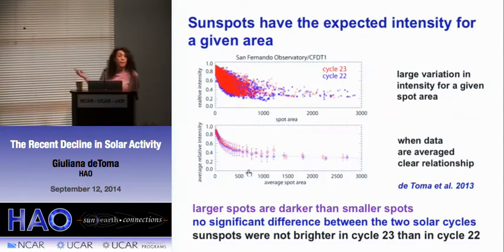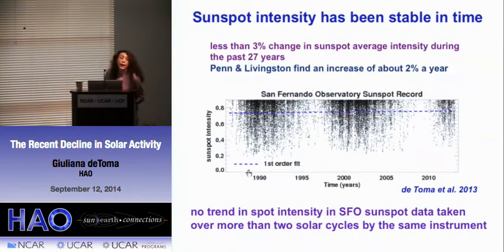They cannot do that with the Magnetic Sphere data because they don't have the spot area. So what they have done was to look at the intensity as a function of time, and we did exactly the same. And this time we have a lot more data. We have 26,000 data points here that show spot intensity as a function of time. And if we fit all this data, we really don't find any significant trend. It's almost impossible to distinguish this first order fit from a straight line at a constant intensity. So we find less than 3% change in sunspot intensity over the whole 27-year time period, compared to the reported 2% change a year in the Penn and Livingston data.